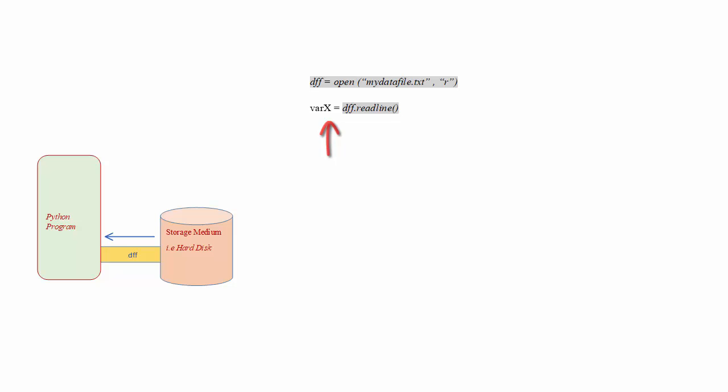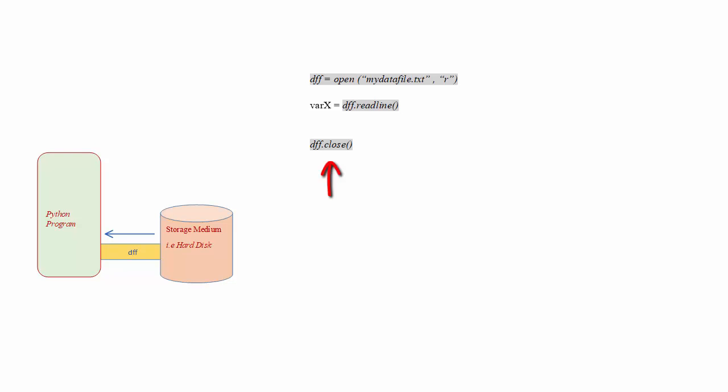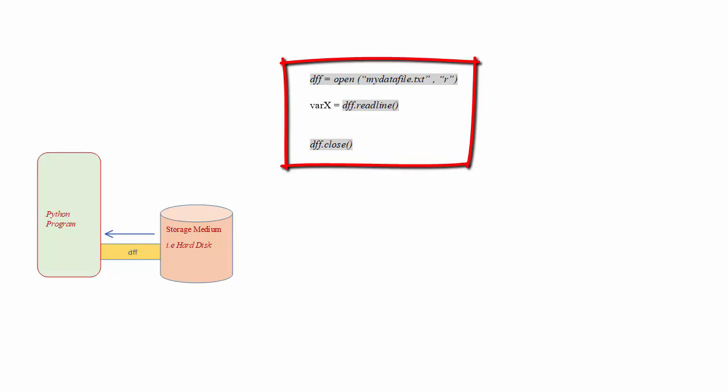After we have finished with the input data, we should instruct the operating system to disconnect the input file from the program and close the file. DFF is the name that I have given to the file handle. Close parentheses is the method that requests from the operating system to disconnect and close the file. That's all you need in order to get data from a file into a program as input data.